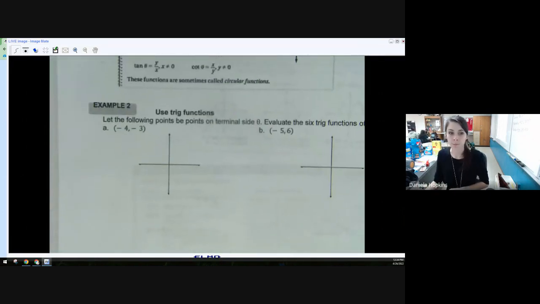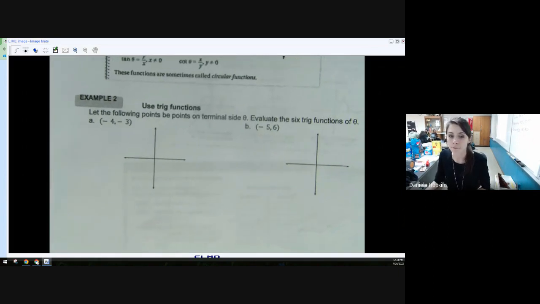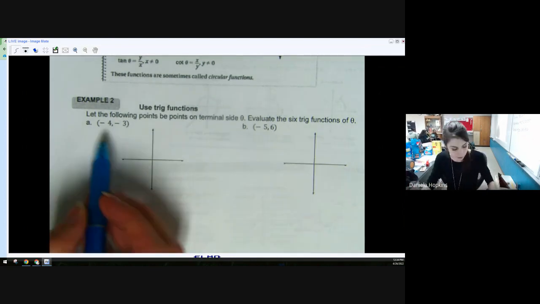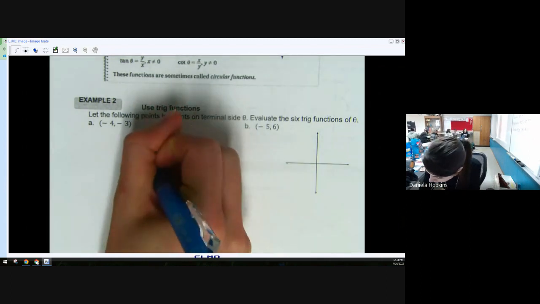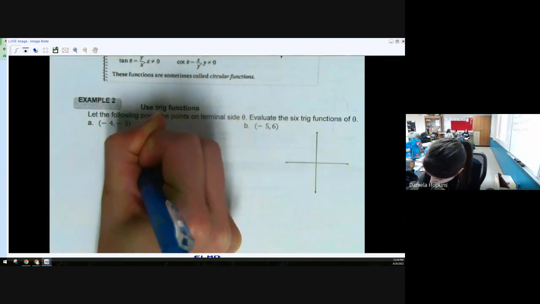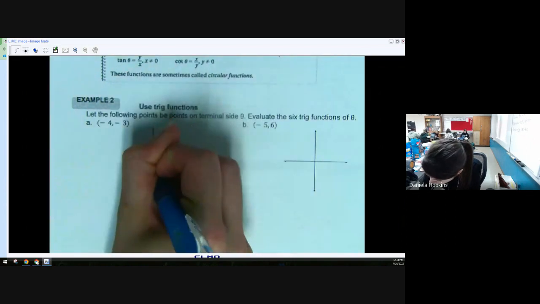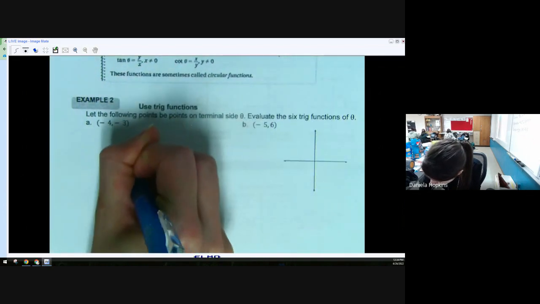So example 2: let the following points be points on the terminal side of theta. Evaluate the 6 trig functions of theta. Again, theta is our angle. So we have a point at (-4, -3), and let's go ahead and graph that. On my x-axis, I need 1, 2, 3, 4, and on the y-axis 1, 2, 3. So I have this point here.